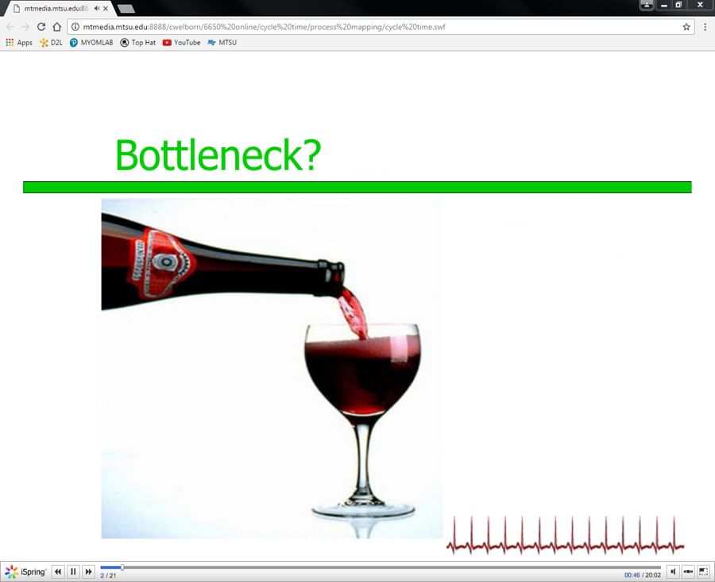And we have this term bottleneck. Probably a lot of you are familiar with the bottleneck. Physically, the bottleneck is the part on the bottle that restricts the flow. So when we think about a process and we talk about the bottleneck in the process, it's whatever step in that process keeps the entire process from going any faster.